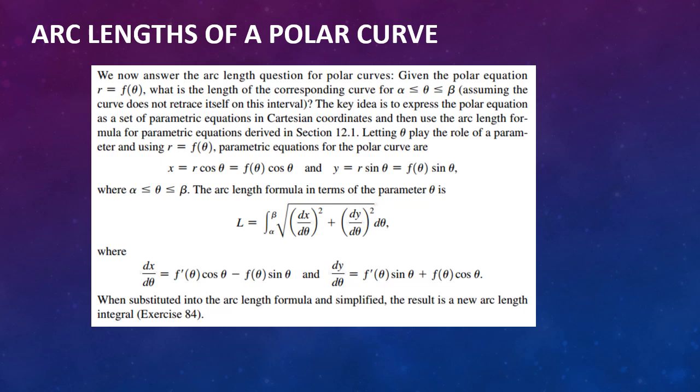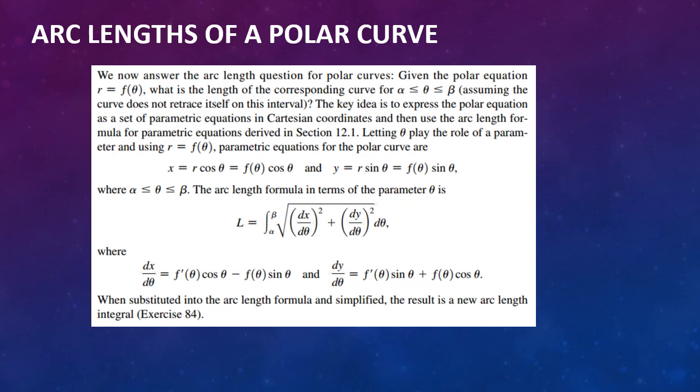So our last piece of content for this section is determining arc lengths of a polar curve. We now answer the arc length question for polar curves. Given the polar equation r equals f of theta, what is the length of the corresponding curve for theta between alpha and beta, assuming the curve does not retrace itself on this interval? The key idea is to express the polar equation as a set of parametric equations in Cartesian coordinates, and then use the arc length formula for parametric equations derived in 12.1, letting theta play the role of the parameter and using r equals f of theta.